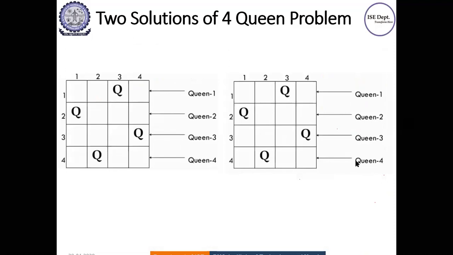So these are the two solutions. Actually, whatever is given here is wrong, is what I feel.